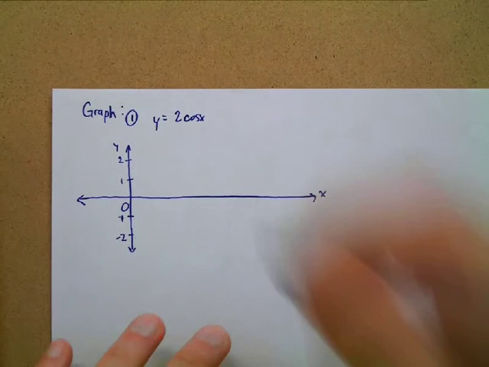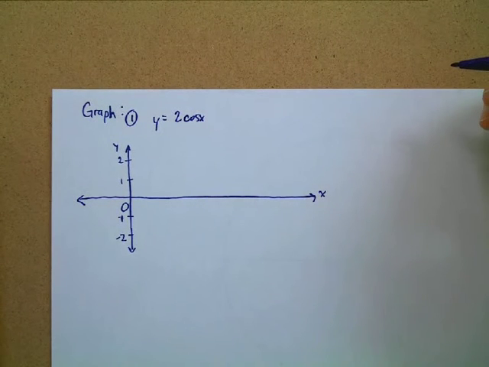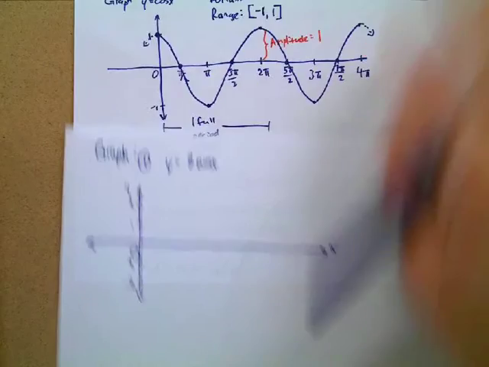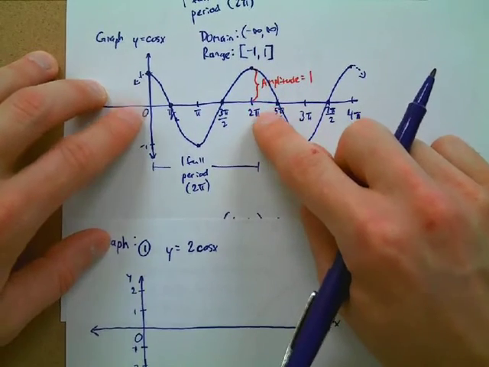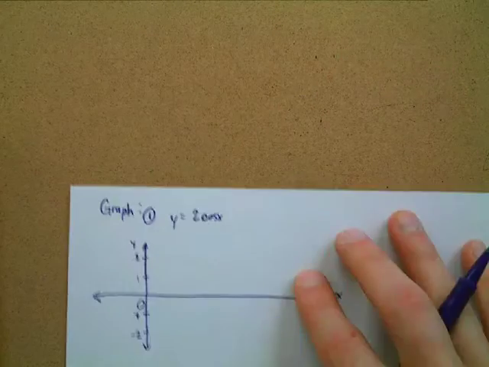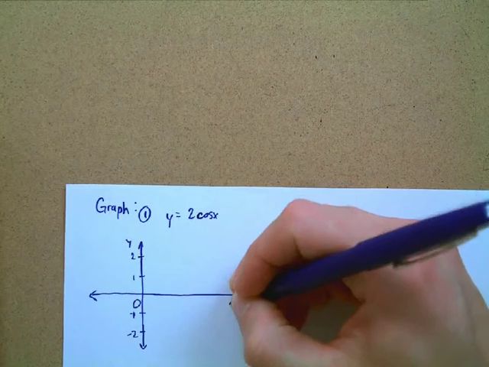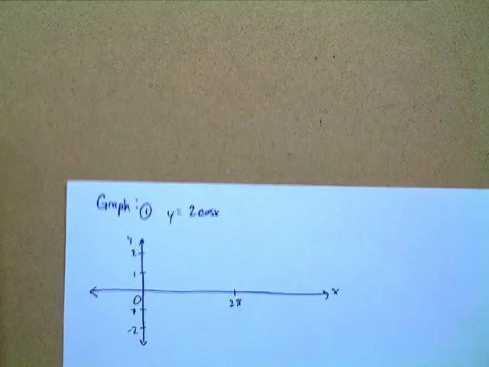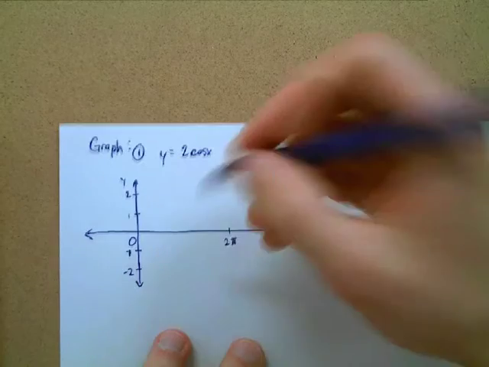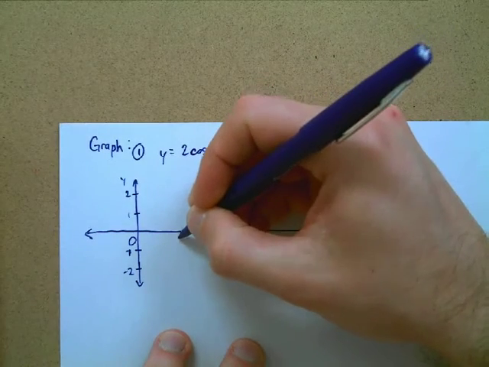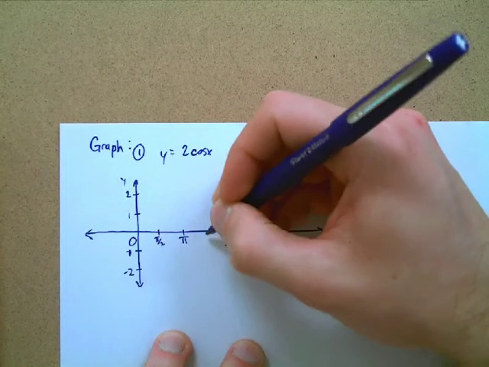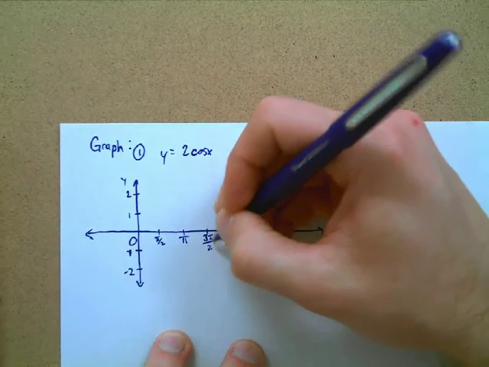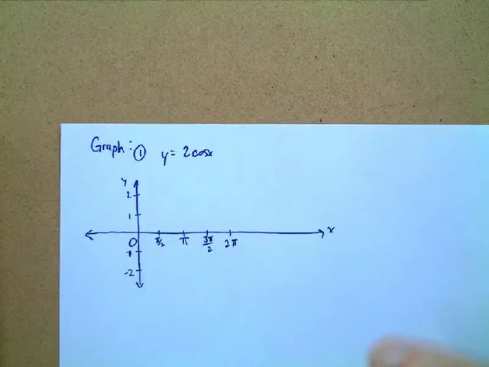Trying to think, let's see here. Since we didn't stretch or shrink horizontally, we're still going from 0 out to 2 pi here. 0 to 2 pi will give us 1 full period. So I'm just going to go out here and say there's 2 pi. And that gives us 1 full period. And I'm going to go ahead and just find the midpoint here. The midpoint between 0 and 2 pi is pi, and I'm going to find the quarter points. Okay, just like so.